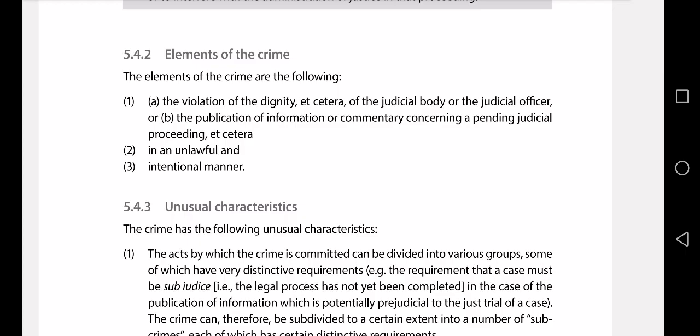Elements of the crime. The elements of the crime are the following. A, the violation of dignity, etc. of the judicial body or judicial officer. Or B, the publication of information or commentary concerning the pending judicial proceeding, etc. in an unlawful and intentional manner.